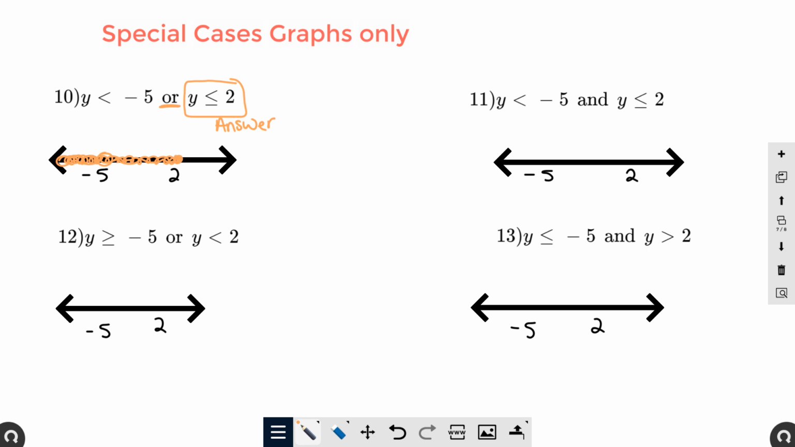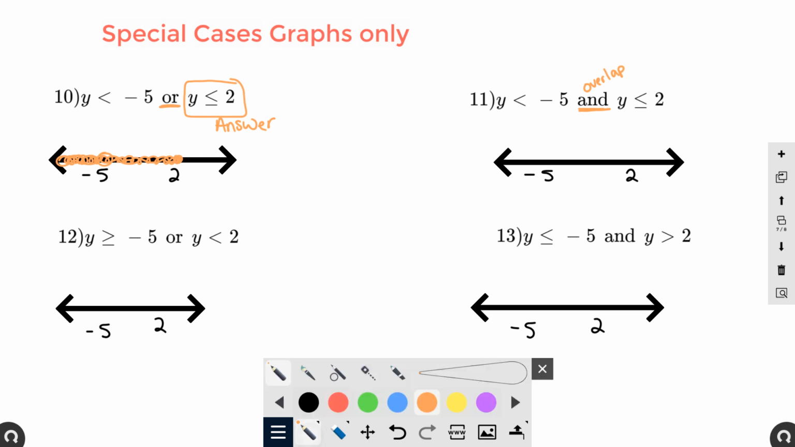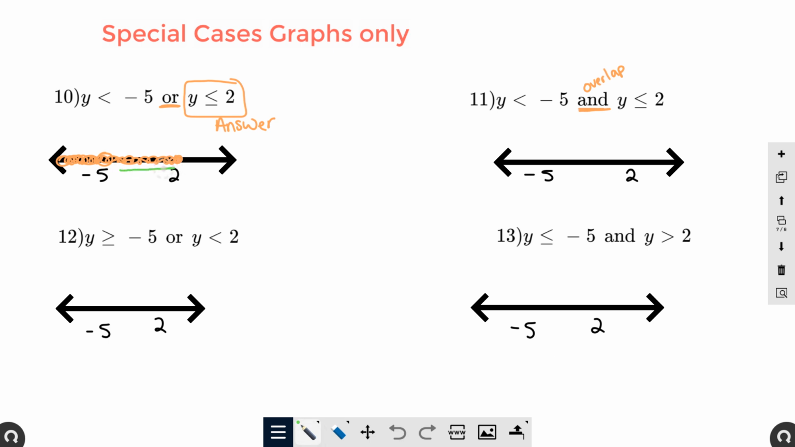All right, let's look at problem 11. Now, problem 11 is the same way, but instead of the word or, it says the word and. When you see the word and, you want to think about what overlaps together. So if I have this same shading from here to here, it's only one part that's shaded, right? So where's more things shaded?